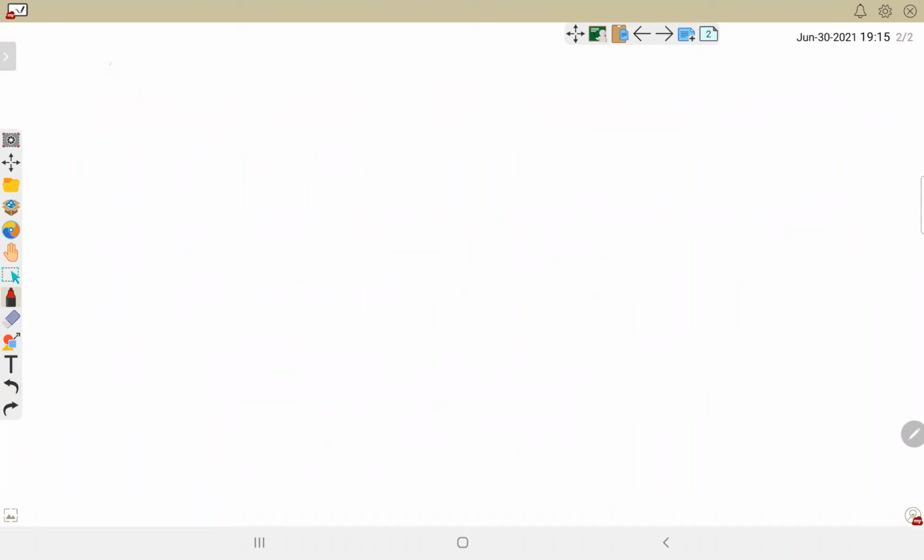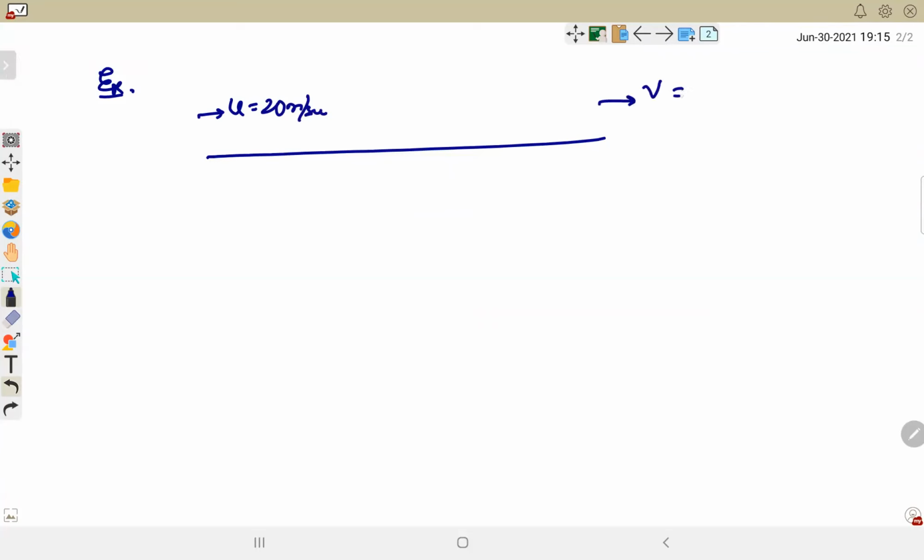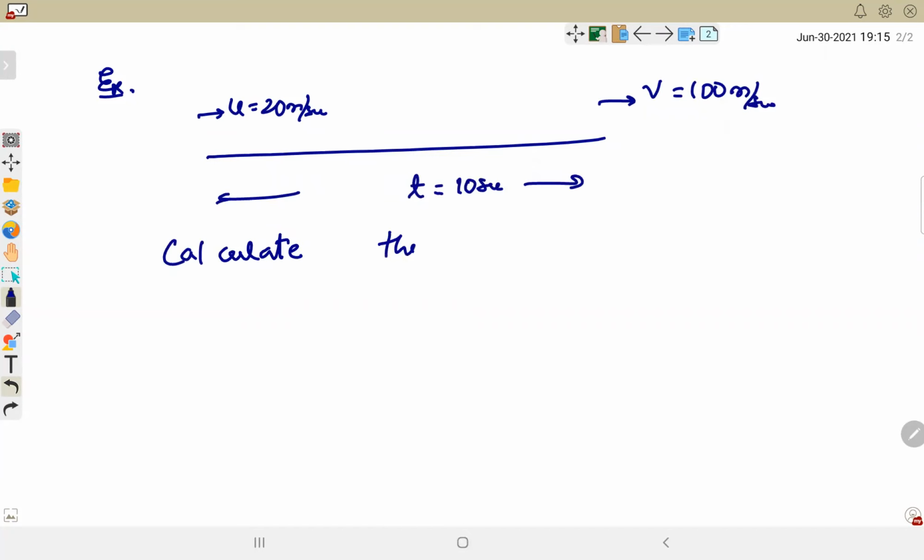Like suppose if a car starts from a certain point with, let's say, 20 meter per second and finishes with a speed of 100 meter per second. The time taken is 10 seconds. Calculate the distance covered in the journey, so that we can directly calculate without using the acceleration calculation. Calculate the total distance covered in this journey.